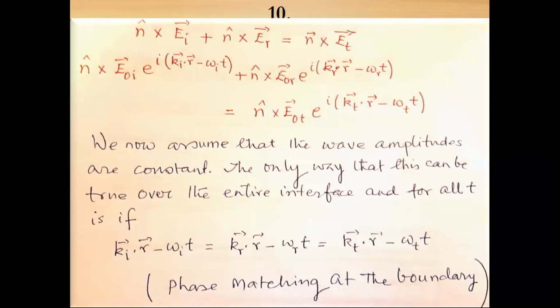Yeah. So we have n caret as the unit normal vector. As we stated, the tangential components for all time and all boundary points on the interface must be equal on both sides. Translating that into mathematical terms, it means n cross Ei plus n cross Er should equal n cross Et. To that, I substitute the plane wave description that we assumed for the electric field. So we have n cross E0I exponential i (ki dot r minus omega I t) plus n cross E0R exponential, all that.